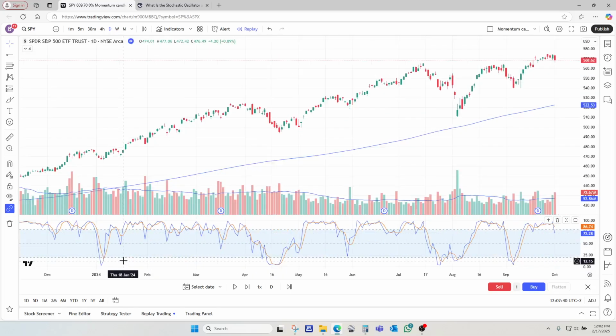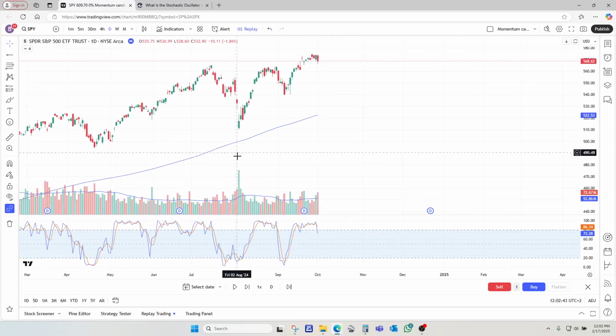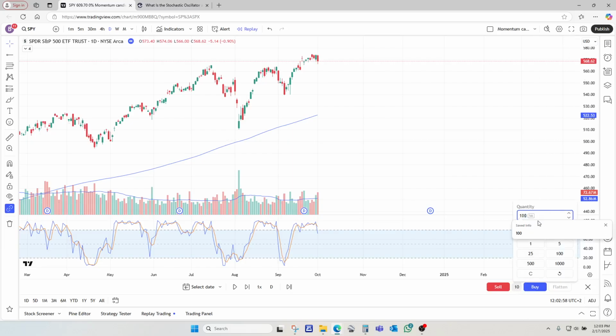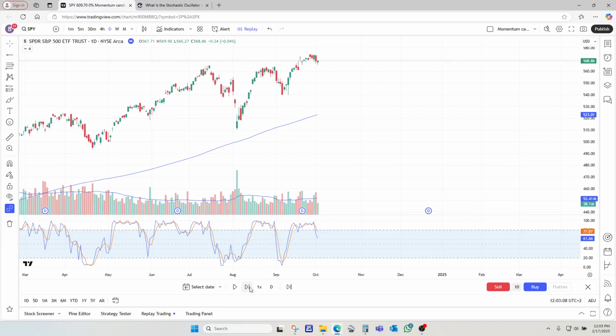So I will aim to trade, let's see, we'll start here. I will wait for this to come back here, and as soon as it's closing, the blue line will close above the 20, we will go long. Let's say 10 shares at 568, so it's a little bit shy of $6,000. And let's go one by one.